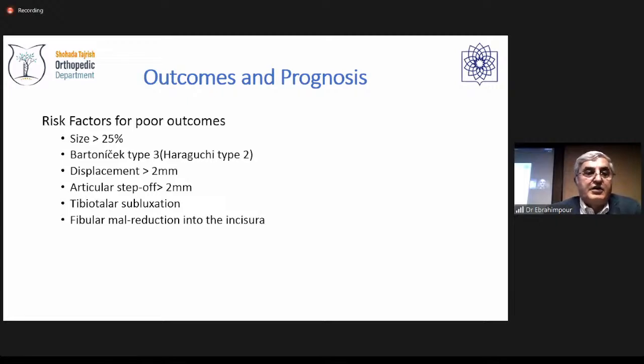At the end, I have to mention that the risk factors for poor outcomes still are the size of the fragment, more than 25%. But if it is approached very well, and we could obtain good reduction and good fixation, it will be solved. Bartonicek type 3 or displacement more than 2 millimeters. Articular step-off is not a good thing for the patient, especially when it is more than 2 millimeters, and tibiotalar subluxation and fibula malreduction in the incisura.